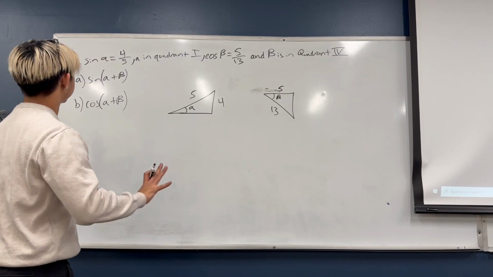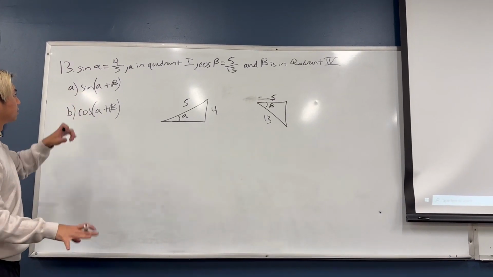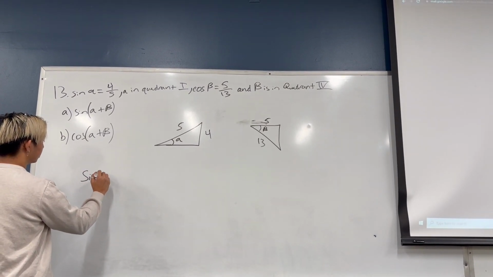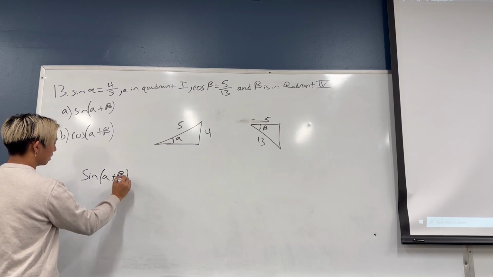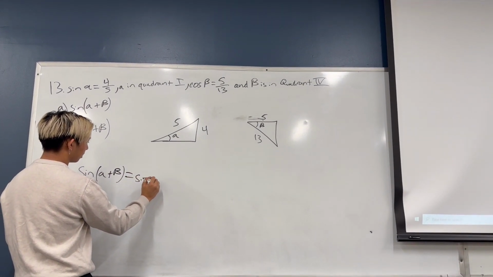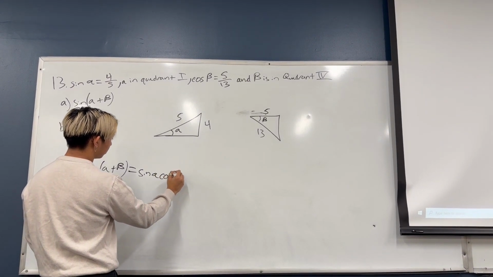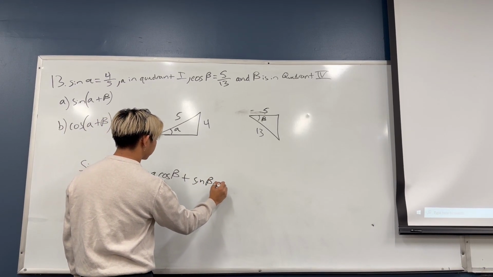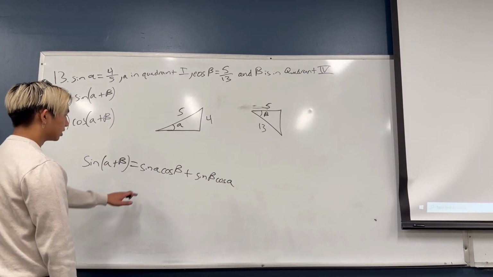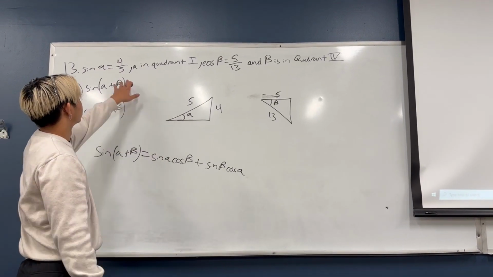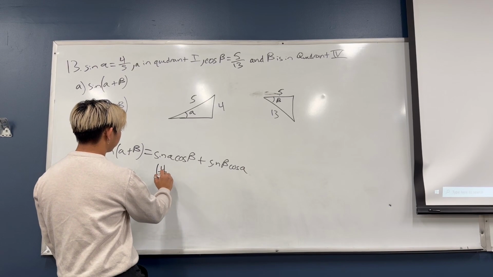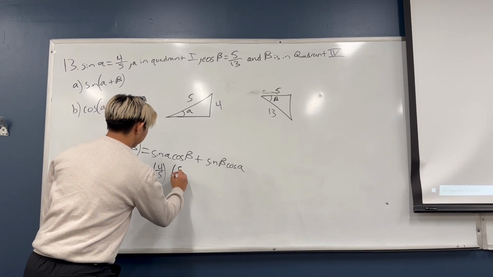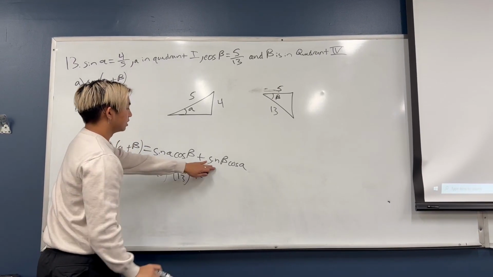Okay, cool. And then it's asking what is sine of alpha plus beta? So again, another formula. The formula for sine of alpha plus beta is equal to sine of alpha times cosine of beta plus sine of beta times the cosine of alpha. So let's fill it in as we go. We have sine of alpha already, they gave us 4 over 5. The cosine of beta is 5 over 13, plus the sine of beta.